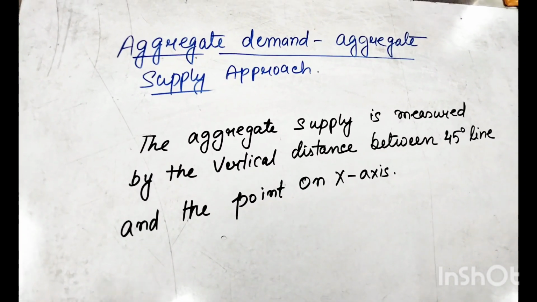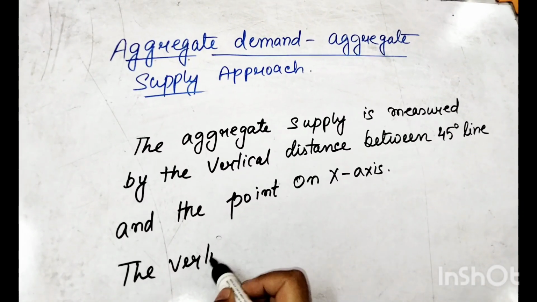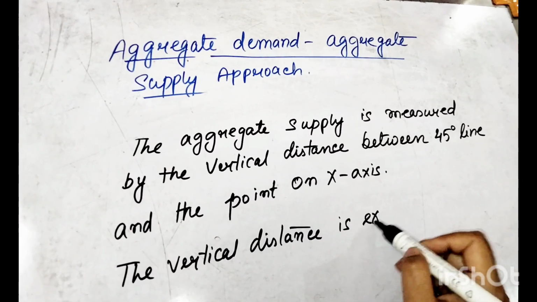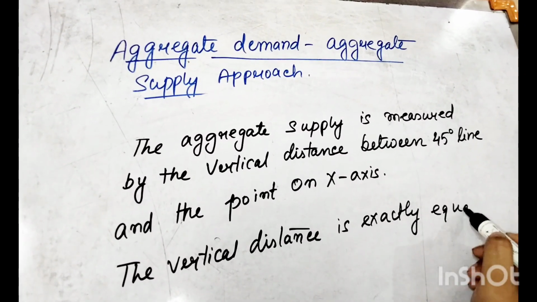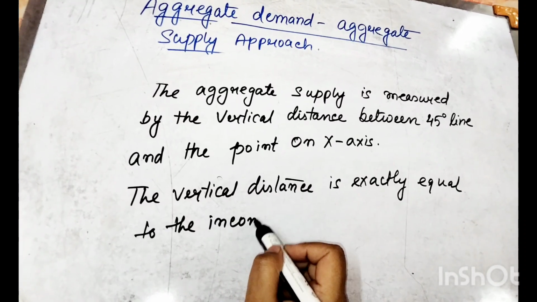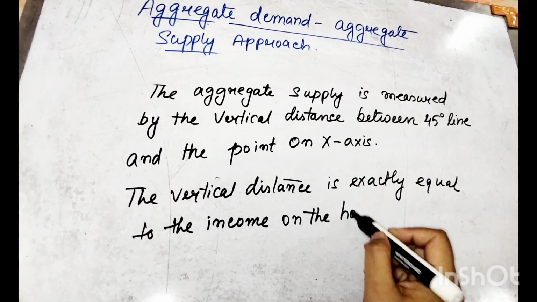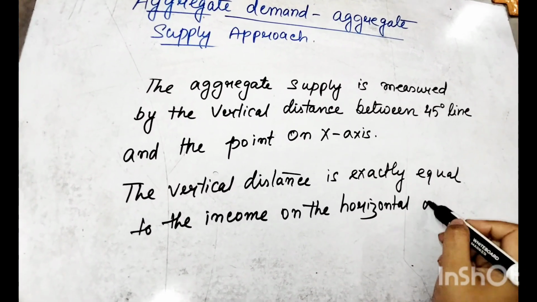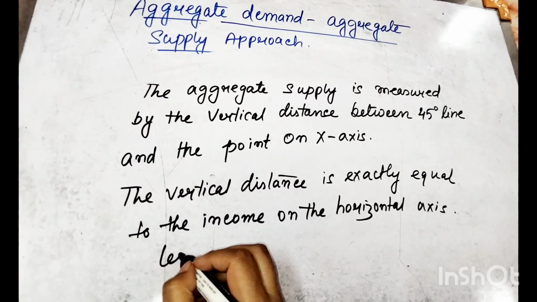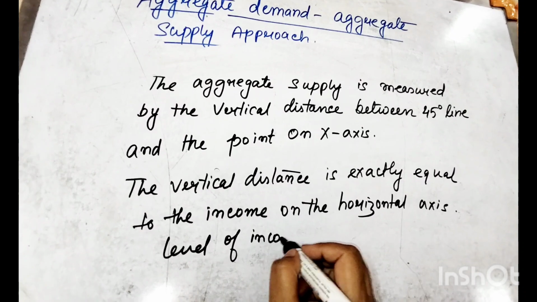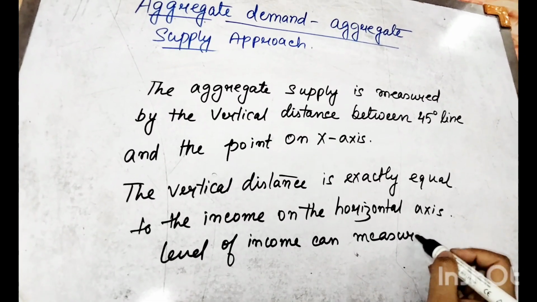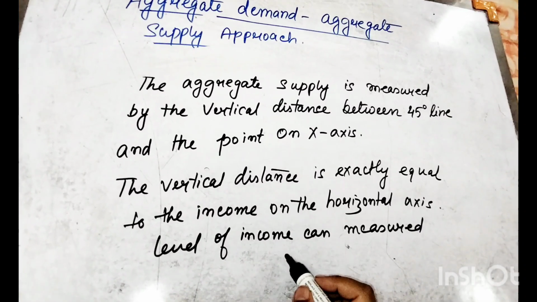So we can say that this vertical distance is exactly equal to the income on the horizontal axis. So this level of income can be measured either on the vertical axis or on the horizontal axis. Both ways you can measure.